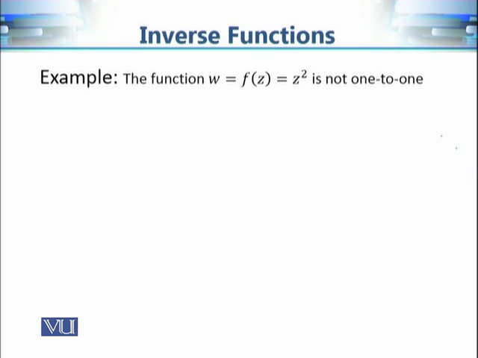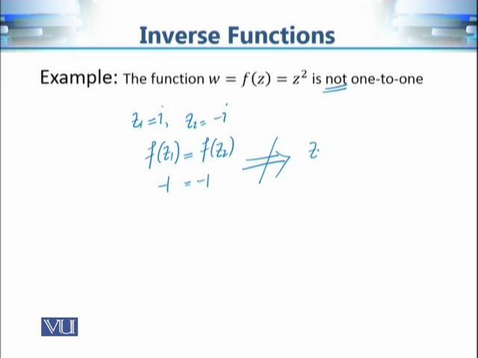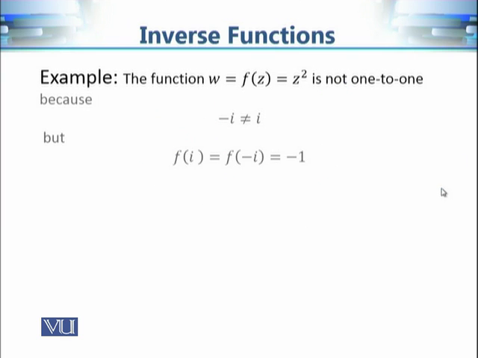Now consider another example where we have the function f of z is equal to z square. Now this function is not one-to-one, because we have two values z1 and z2, one of them is iota and the other one is minus iota, such that f of z1 is equal to f of z2. Remember that f of z1 is -1 and f of z2 is also -1. But this does not imply that z1 is equal to z2, since z1 is iota and z2 is minus iota, and iota is not equal to minus iota. So we can say that this function is not one-to-one because this condition is not satisfied.